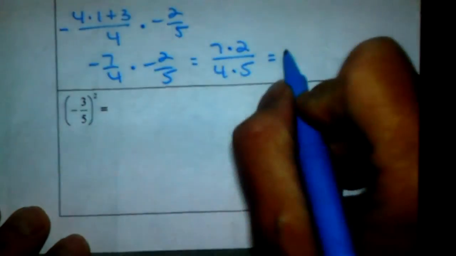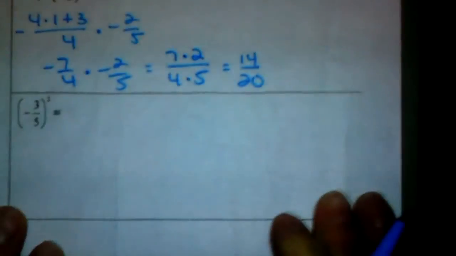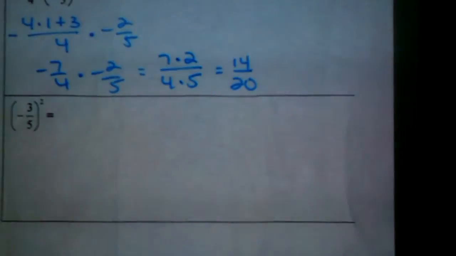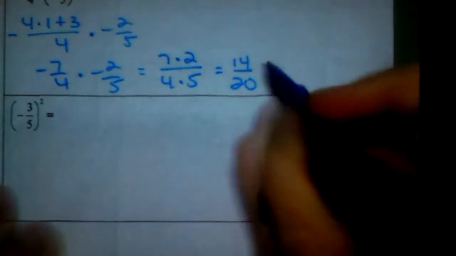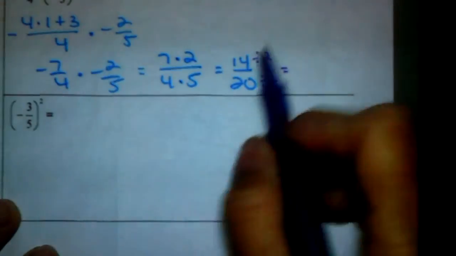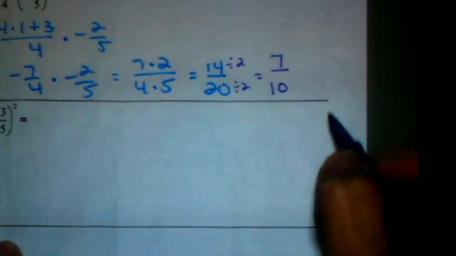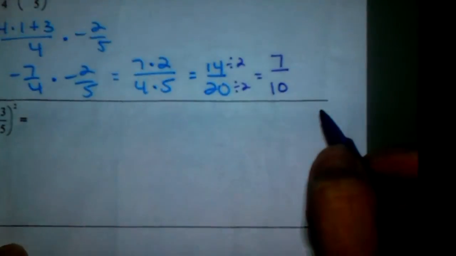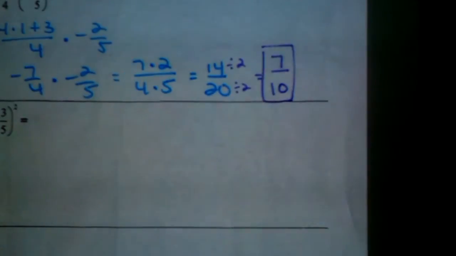All right, 7 times 2 is 14. 4 times 5 is 20. So you have 14/20. Those are both even. So if they're both even, I know that at least 2 goes into both of those. So let's try dividing each by 2. See what we get. 14 divided by 2 is 7. 20 divided by 2 is 10. And 7/10 is in simplest form. Again, it was a negative multiplied by another negative, so I know my result is positive.